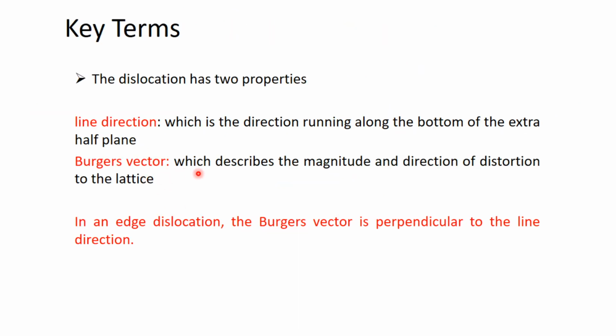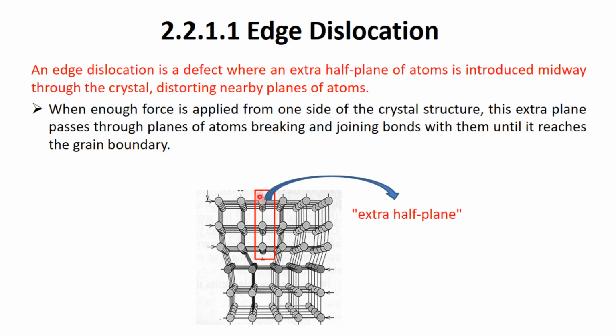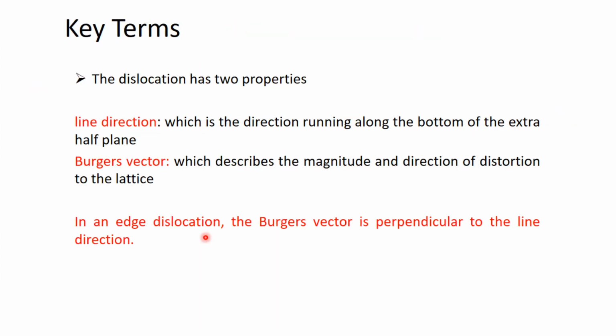Burger vectors, which describe the magnitude and direction of distortion of the lattice. So when this extra half plane moves along the line direction, there is a perpendicular direction of distortion which is called the Burger vector. In an edge dislocation, the Burger vector is perpendicular to the line direction.